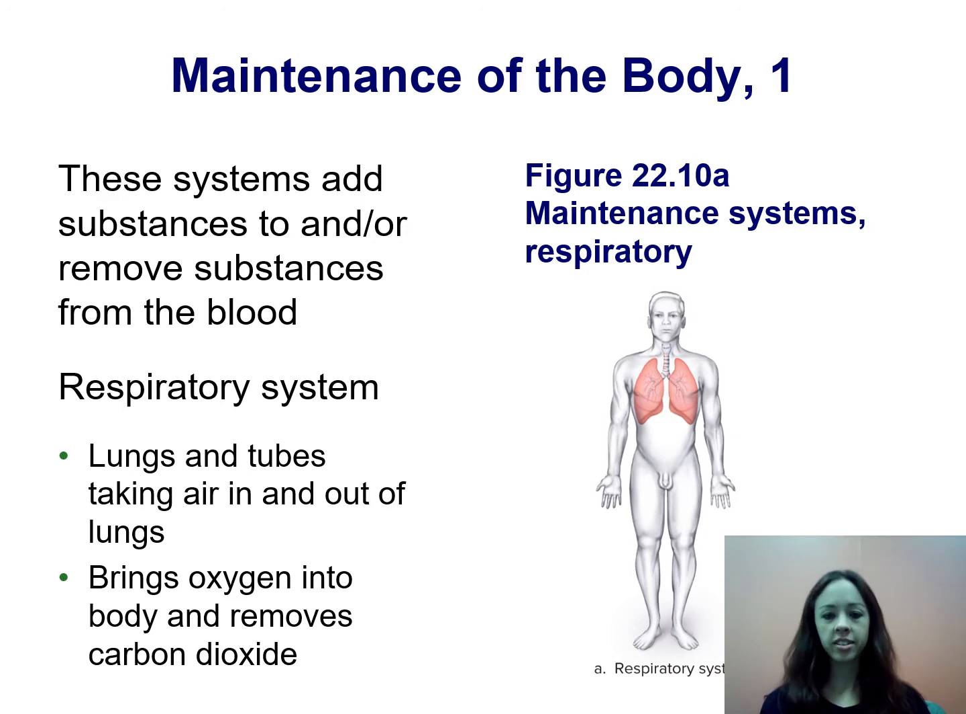The respiratory system, urinary system, and digestive systems are responsible for adding needed substances to the body, or getting rid of substances the body no longer needs. The respiratory system includes the lungs, trachea, and other structures that bring oxygen into the body and breathe out carbon dioxide, which is a cellular waste.